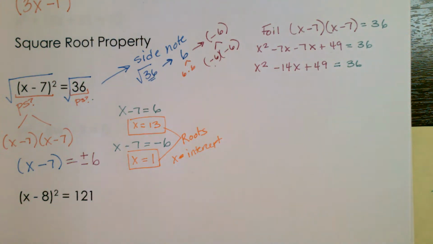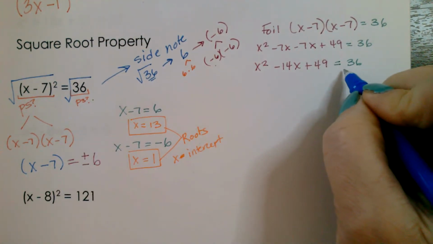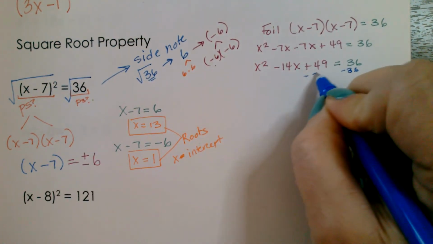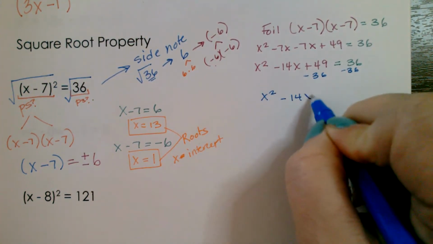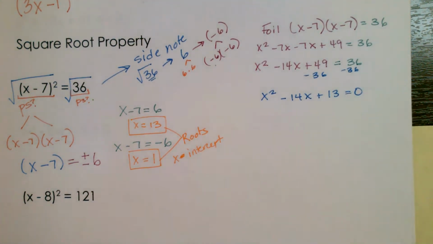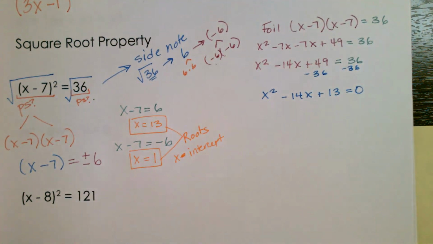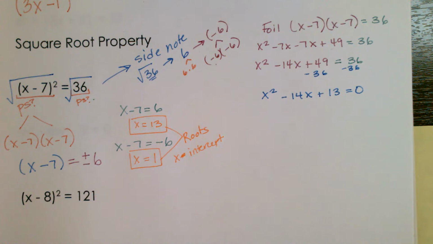Okay. When we solve things, I've been saying before, you only can solve if it's set equal to 0. So I would subtract 36 from both sides. I would get x squared minus 14x plus 13 equals 0. Now I'm going to run through all the questions in my head. Can I make it simpler? No. Is it a perfect square trinomial? No way. 13 is not a perfect square.